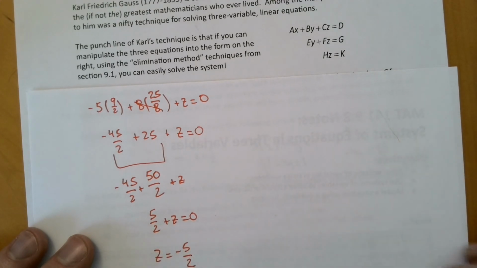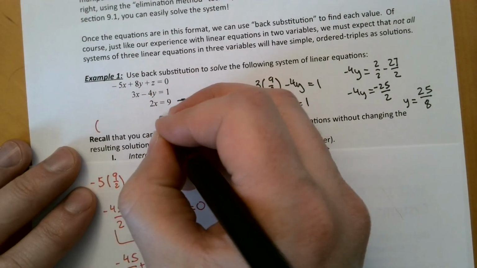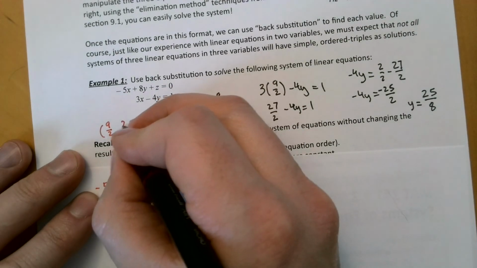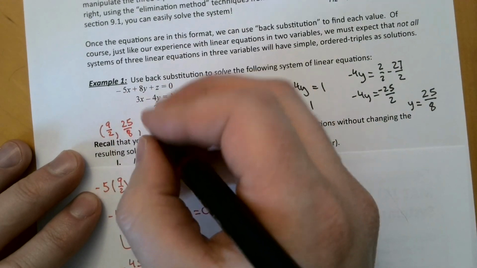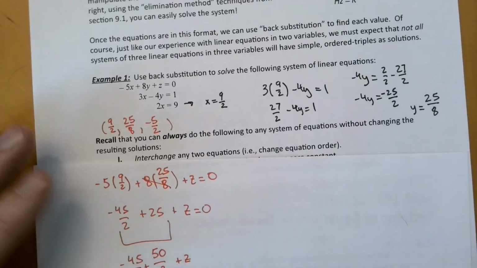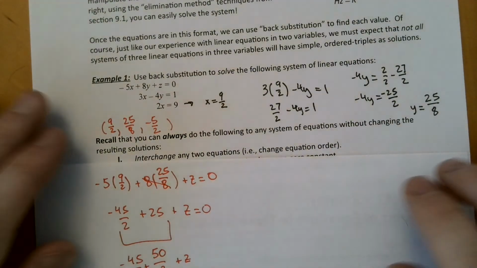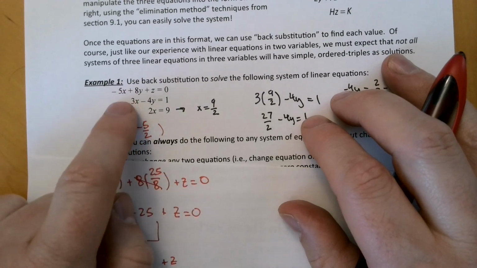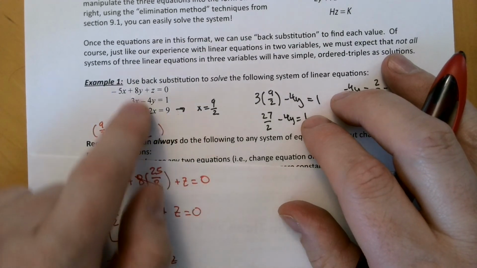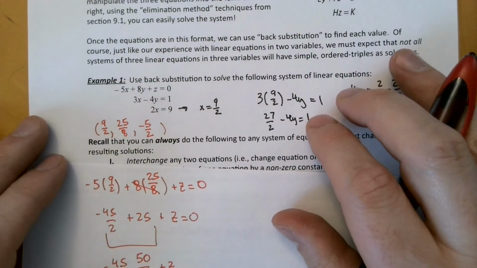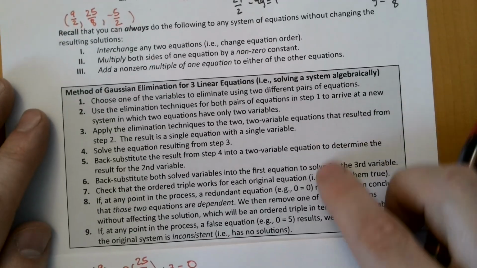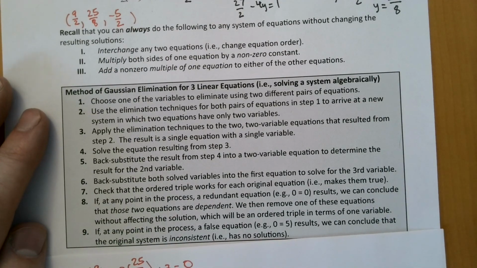There's our final answer. So let's write out what this solution looks like. It's the ordered triplet, (9/2, 25/8, -5/2). There is our solution. So we're going to give you a linear system in 3 variables where all of these might have x's, y's, and z's, and we're going to have to engineer it into this form. And these are kind of the methods we can use to mess with that. We'll see an example in the next video.